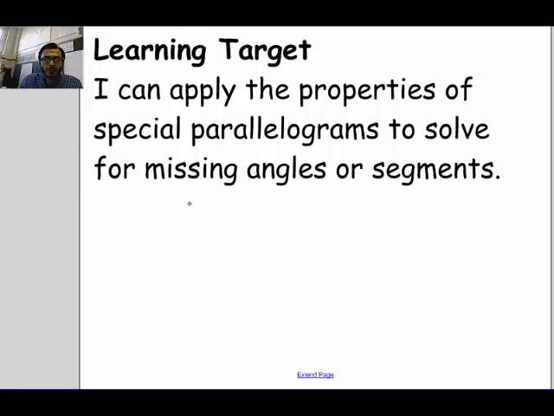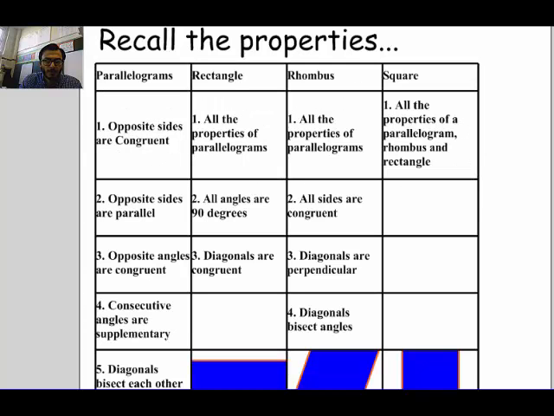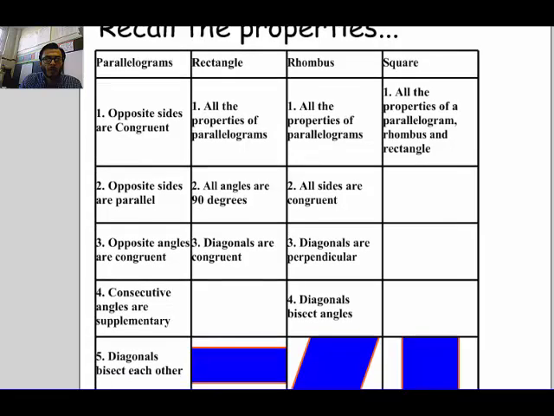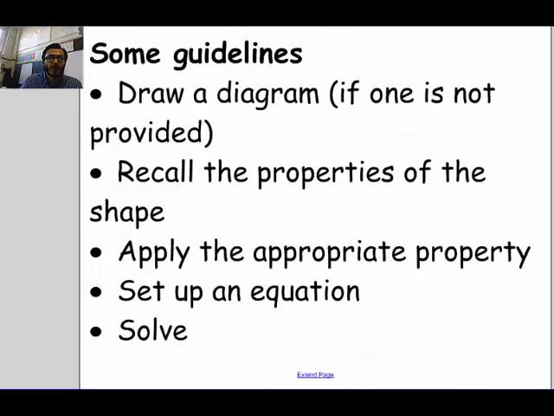The learning target says, I can apply the properties of special parallelograms to solve for missing angles or segments. Recall the properties of parallelograms, rectangles, rhombuses, and squares, because we are going to be using these properties in our video today. Here's some guidelines to help us with our problem solving, and let's get right to it.